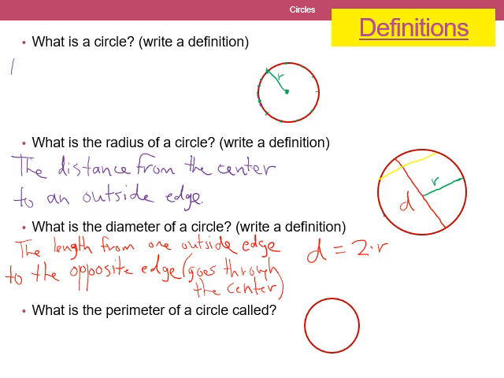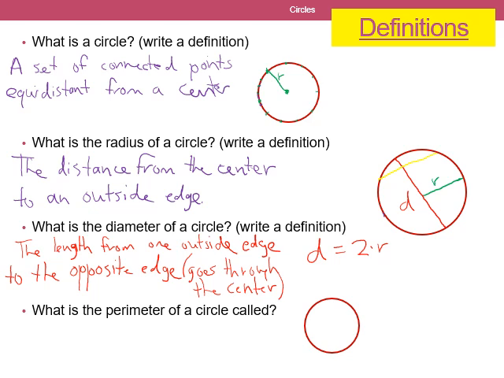So a circle is a set of connected points equidistant from a center point. So they're the same distance away from the center. Oh, that's the worst center word.